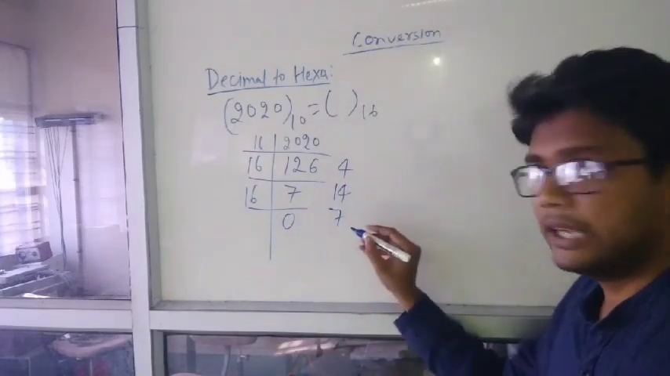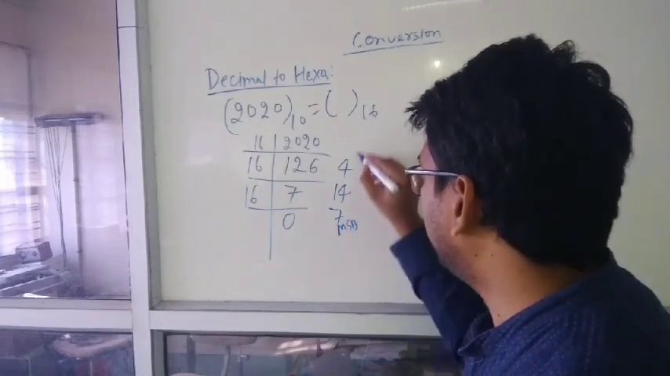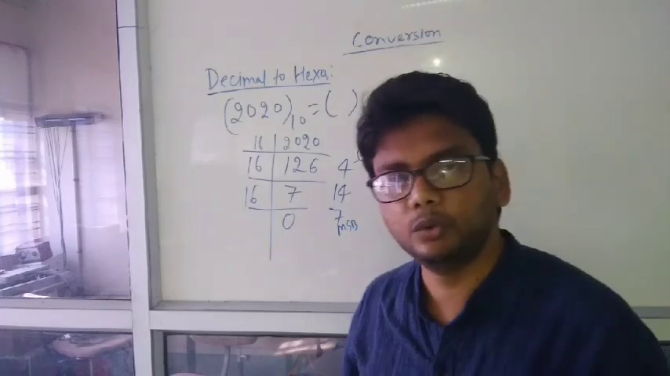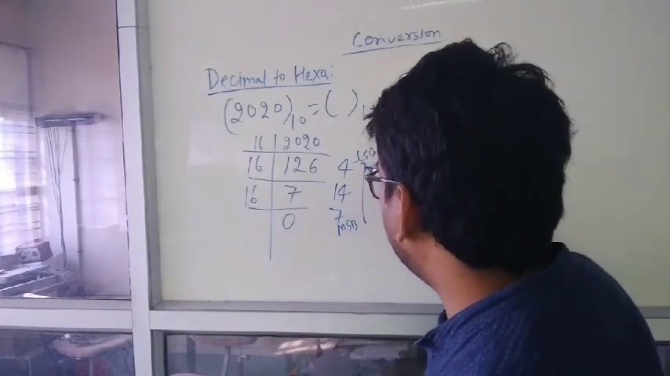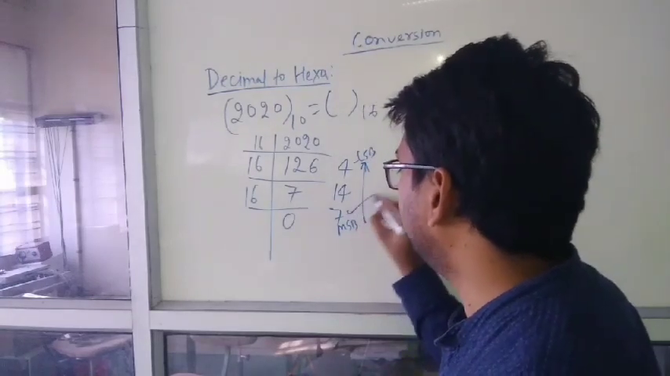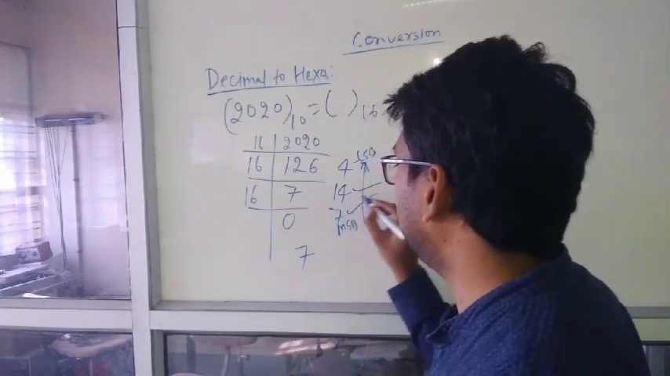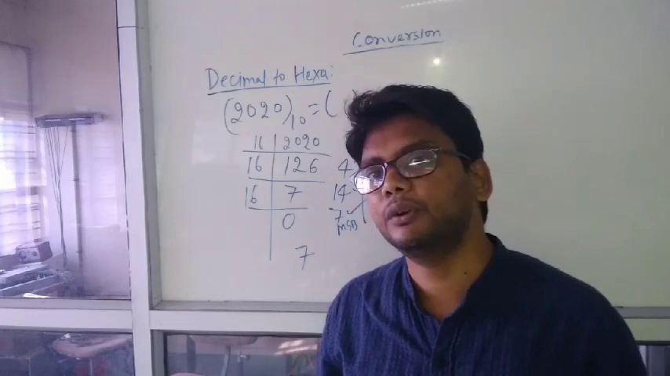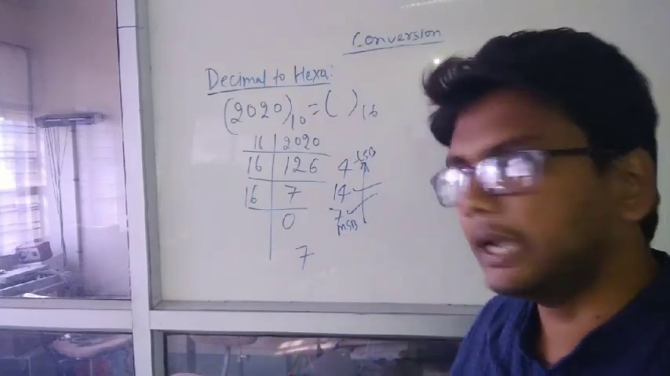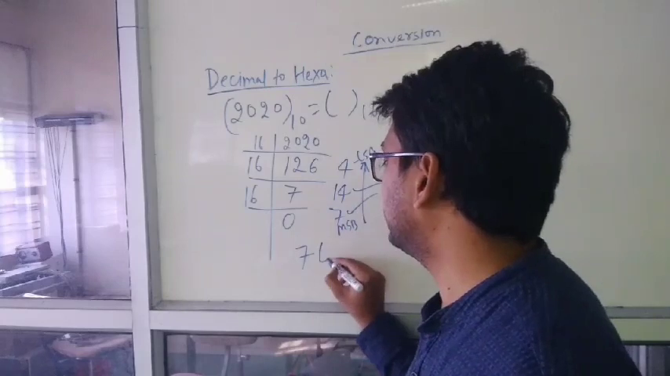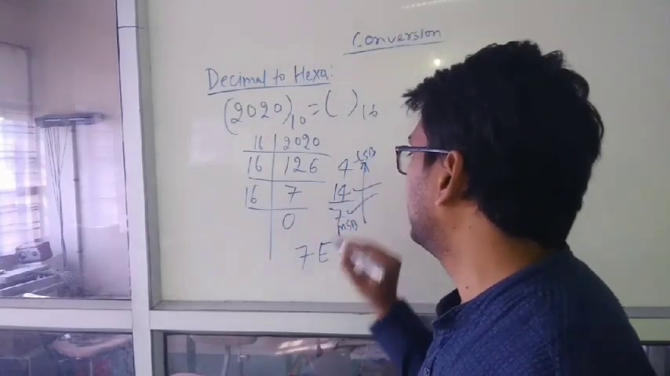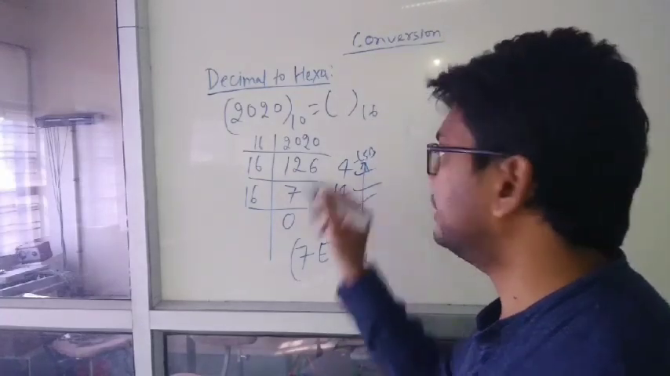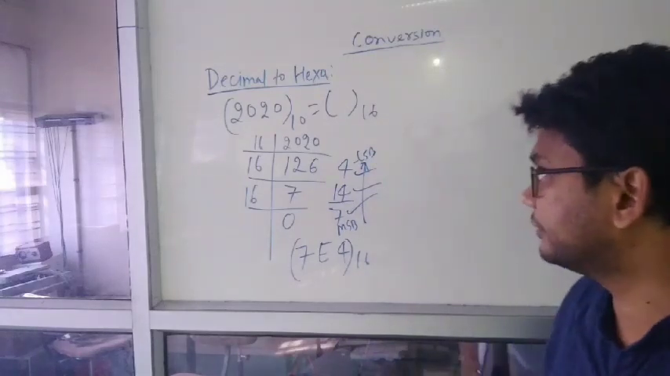As we know, this is the MSB part, most significant bit, and this is the LSB part, least significant bit. So we write the data from most significant bit to least significant bit, that is, from bottom to top. So first of all we will write 7, then here 14. As we know, A can be represented as 10, then 11, 12, 13, 14, 15, so F represents 15, and E represents 14. So here we write E for 14. Next we write 4. So we can easily convert the decimal data into the hexadecimal one.